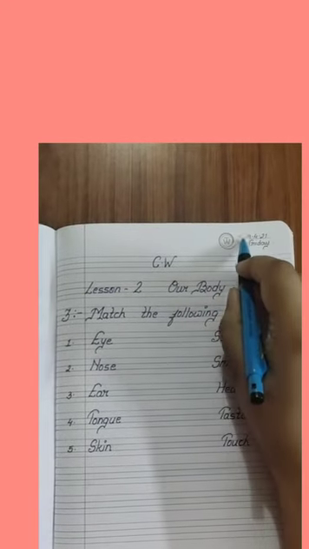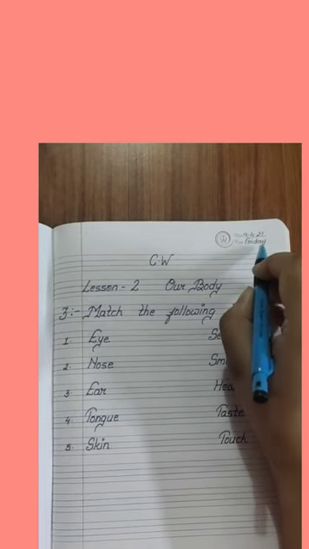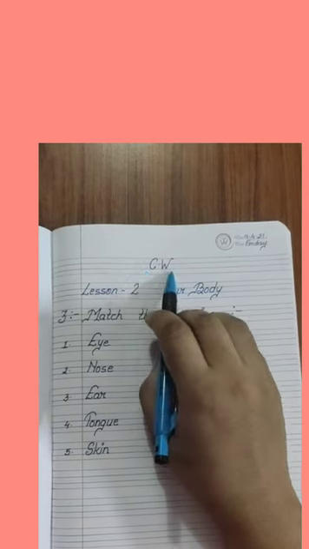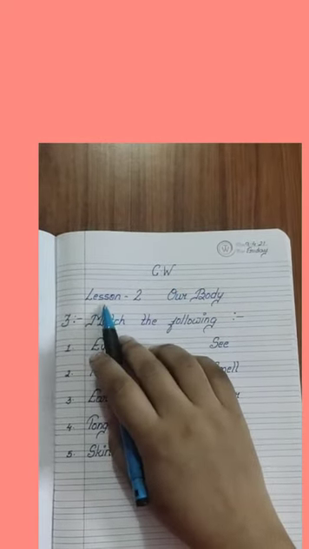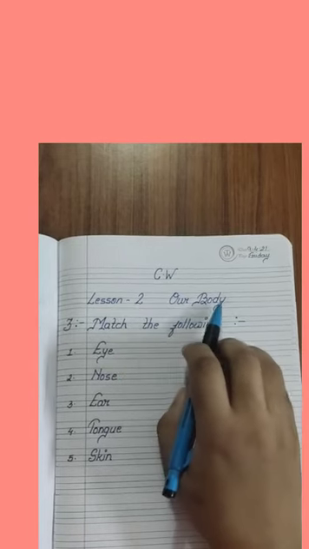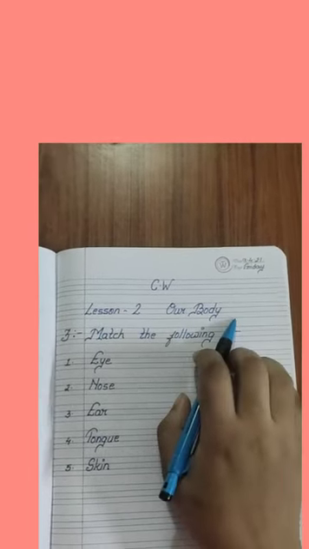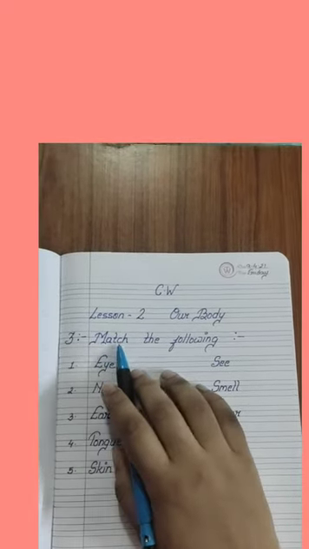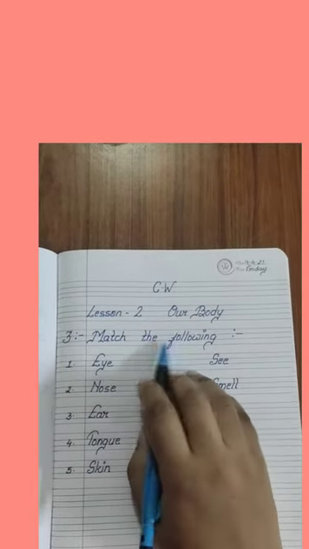Today's date is 9 April 2021 and the day is Friday. In the first line, you have to write classwork, capital C and capital W. Second line, lesson number 2, our body. And this is your third exercise, match the following.